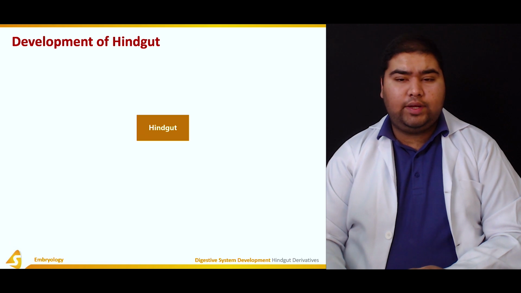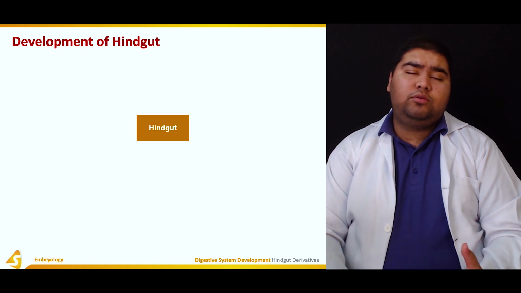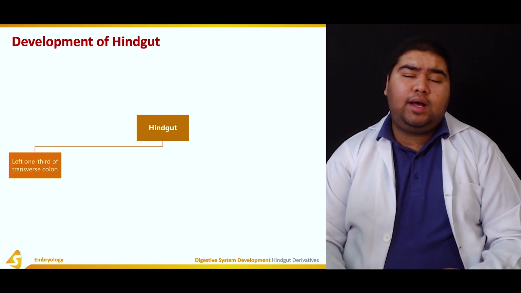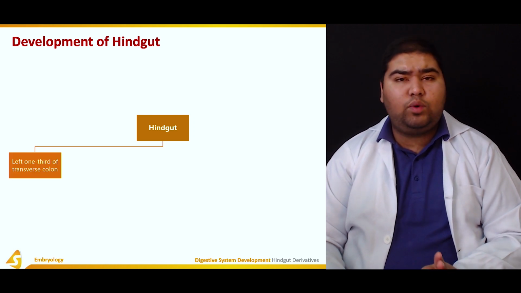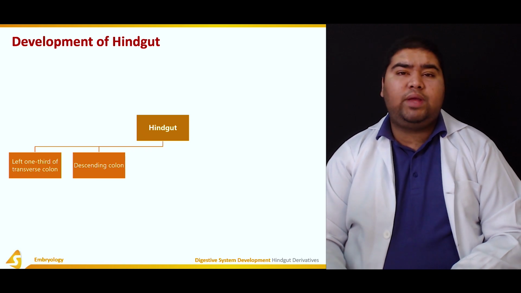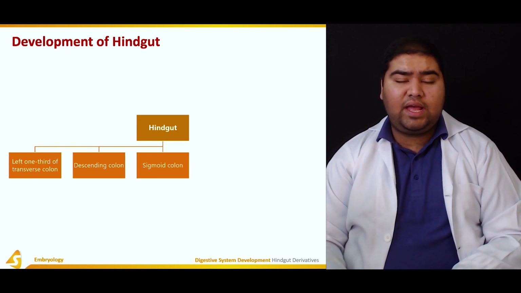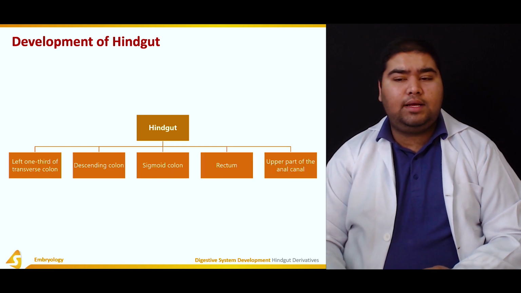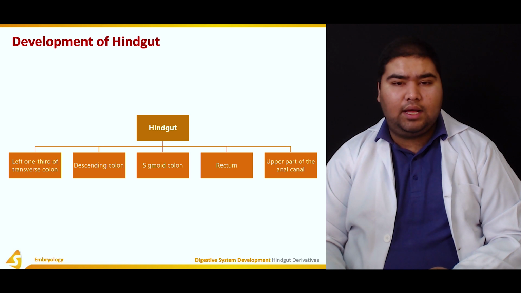So getting into it, first of all we'll talk about the segments or the portions of the hindgut. So hindgut consists of the left 1/3 or the distal 1/3 of the transverse colon. Then we have the descending colon. Then we have the sigmoid colon. Then rectum, and finally the upper part of the anal canal.